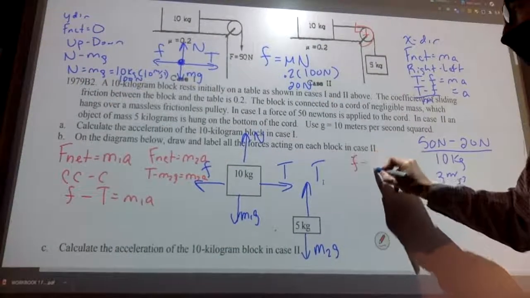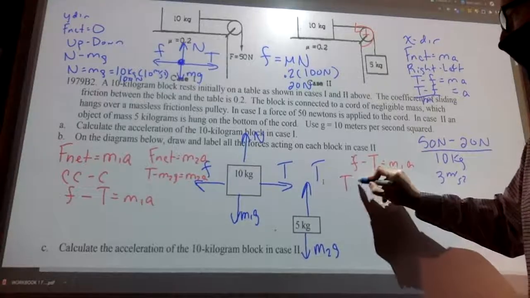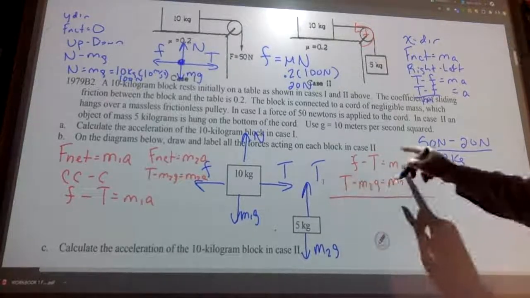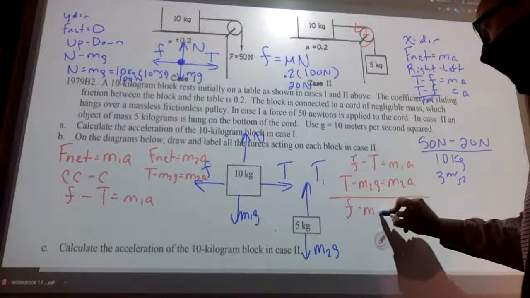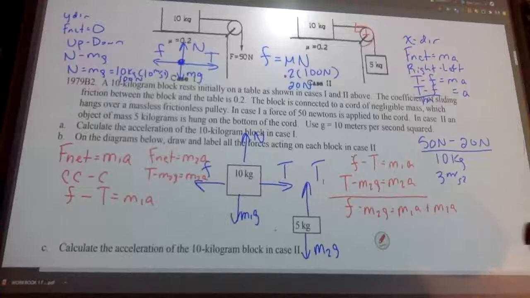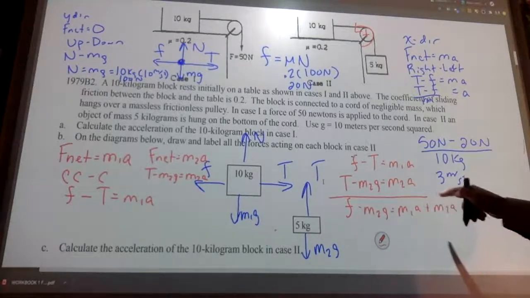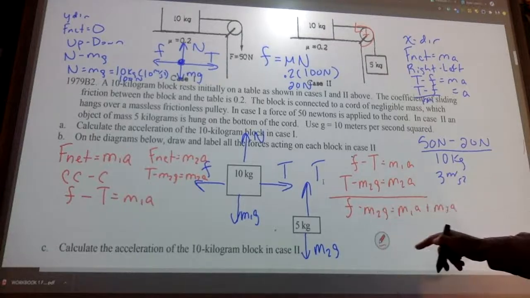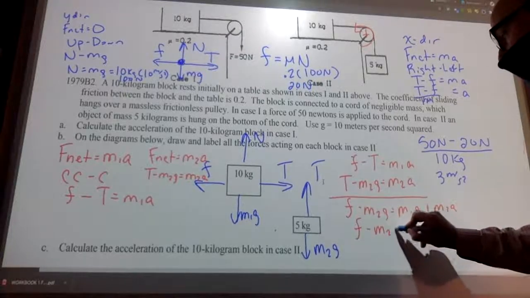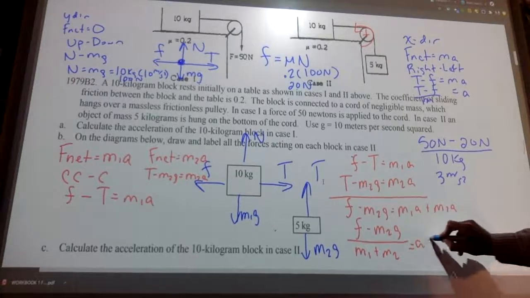And so when I have F minus T equals M1A, and T minus M2G equals M2A, the T's are going to cancel, and I'm going to have F minus M2G equals M1A plus M2A. I can factor out A, so I'd have M1 plus M2 times A, and I can divide by M1 plus M2. So I'm going to have F minus M2G over M1 plus M2 is A.